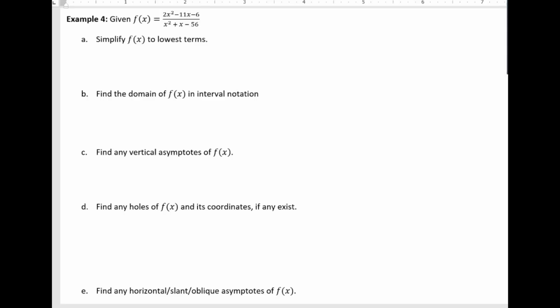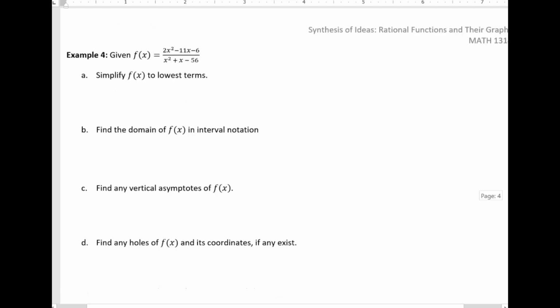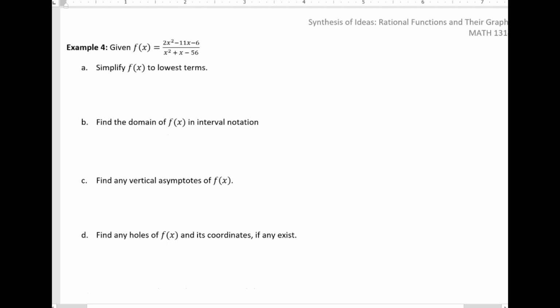Okay, so we're given this rational function. Notice that it's in standard form, it's not factored, and we have a whole bunch of questions to answer about it. And the first part says, hey, I need you to simplify this to lowest terms. All right, so what we need to do is to factor everything to make sure that we have it simplified.